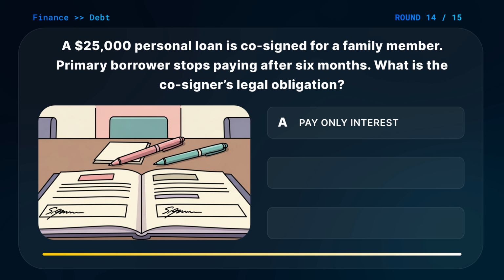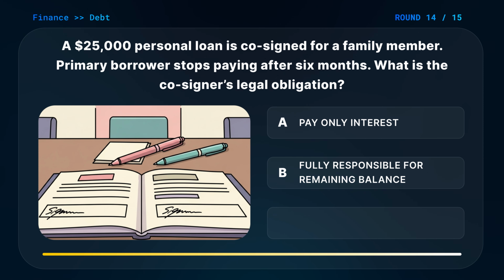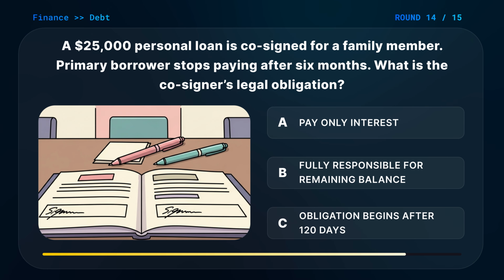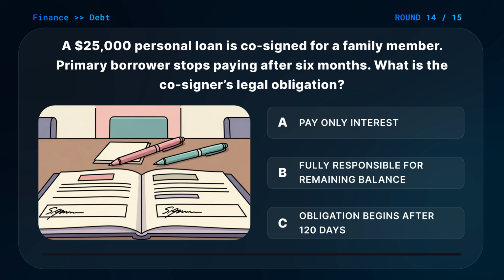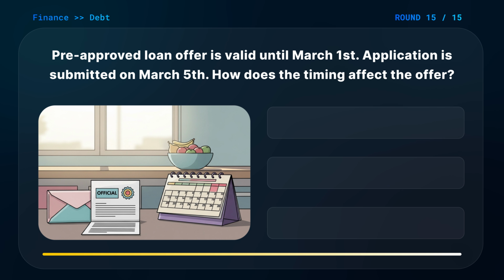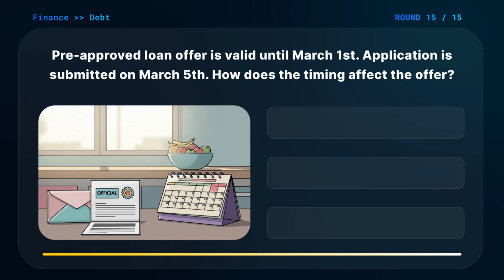A. You are obligated to pay only the interest. B. You are fully and equally responsible for the entire remaining balance. Or C. Your obligation only begins after 120 days of non-payment. The answer is B. As a cosigner, you have equal legal responsibility for the entire remaining debt if the primary borrower fails to pay. And round 15. You receive a pre-approved personal loan offer in the mail that is valid to March 1st. You decide to apply for it on March 5th.